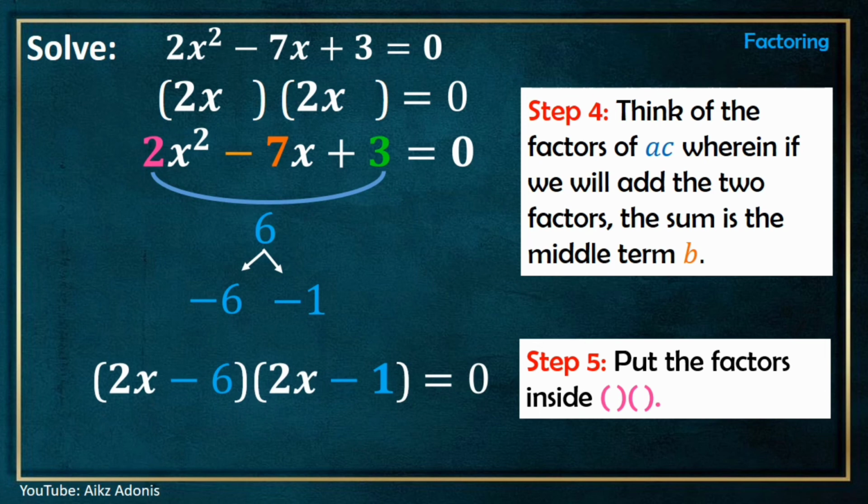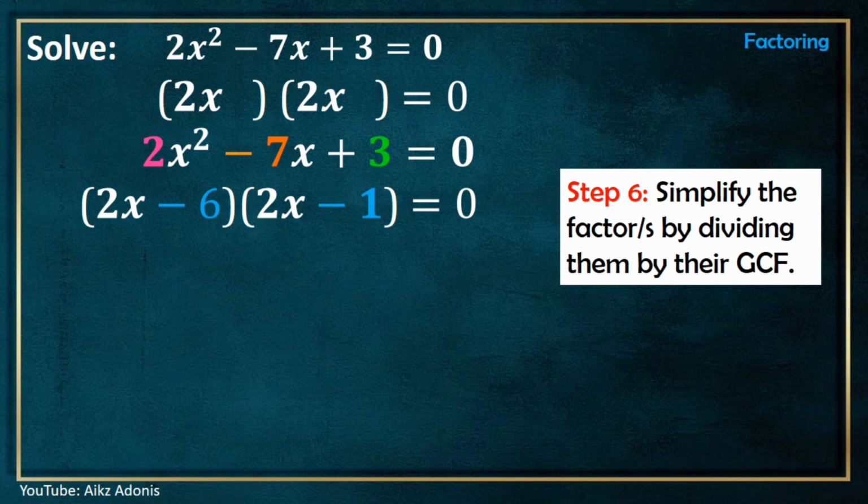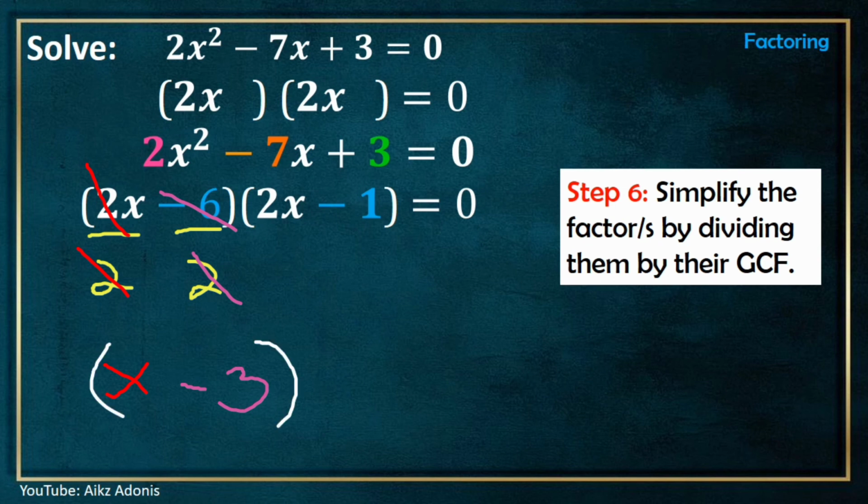So now we have 2x minus 6 and 2x minus 1. Step 6, simplify the factor or factors by dividing them by their GCF or greatest common factor. The factor 2x minus 6 can be simplified by dividing 2x and negative 6 by its GCF, which is 2. So, 2x divided by 2 is x, and negative 6 divided by 2 is negative 3. Thus, the simplified factor of 2x minus 6 is x minus 3.